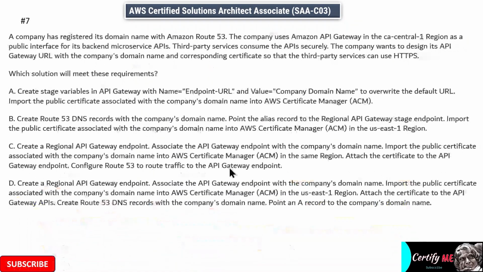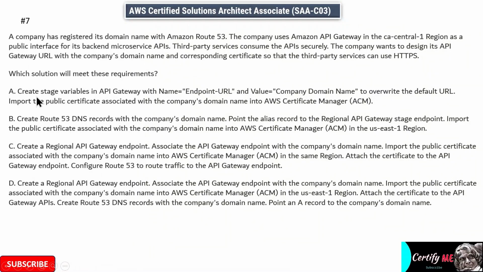Next question. A company has registered its domain name with Amazon Route 53. The company uses Amazon API Gateway in the ca-central-1 region as a public interface for its backend microservice APIs. Third-party services consume the APIs securely. The company wants to design its API Gateway URL with the company's domain name and corresponding certificate so that the third-party services can use HTTPS. Which solution will meet these requirements?